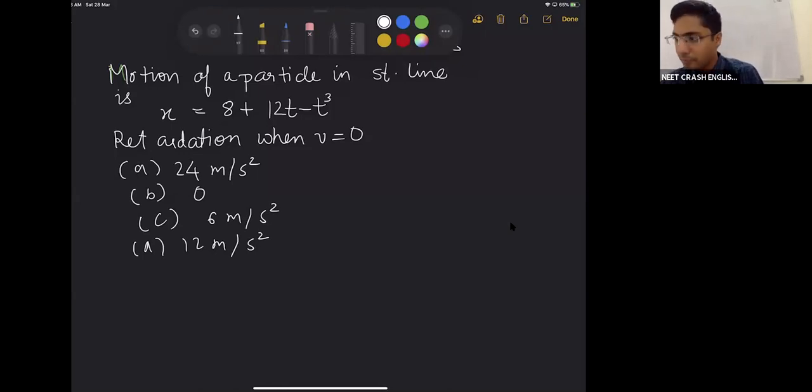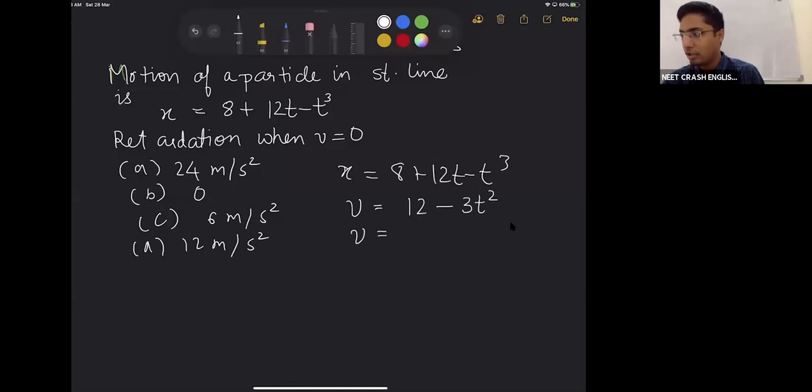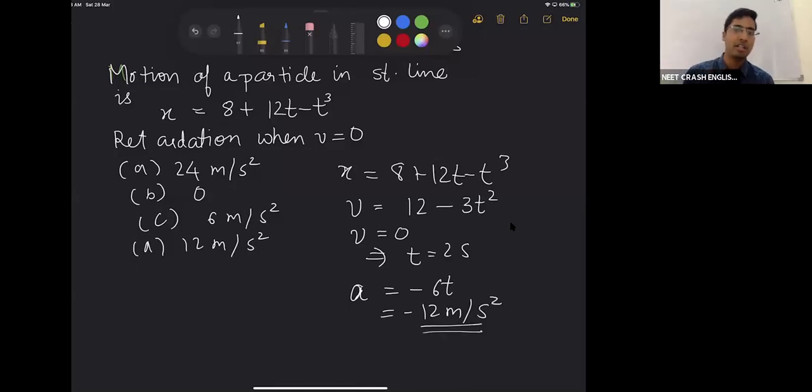So basically, if x is 8 plus 12t minus t cube, then v is 12 minus 3t square. So when v is 0, 3t square must be 12, this means t is 2 seconds. Now a is minus 6t, so it must be minus 12 meters per second square. That's the acceleration. So the retardation is minus of minus 12, which is 12 meters per second square.